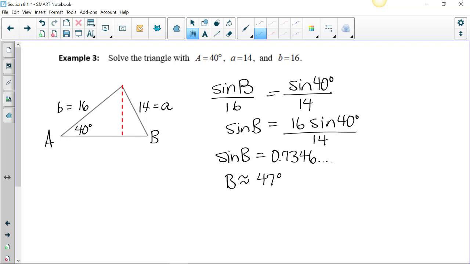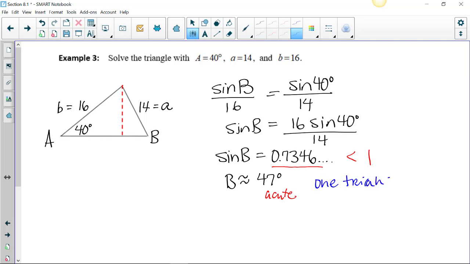When I set up a proportion to find the sine of B, and solve, I get sine of B is 0.7346, which is less than 1. So I know that I do have an angle, and that acute angle is 47 degrees. So that tells me I do have one triangle for sure.